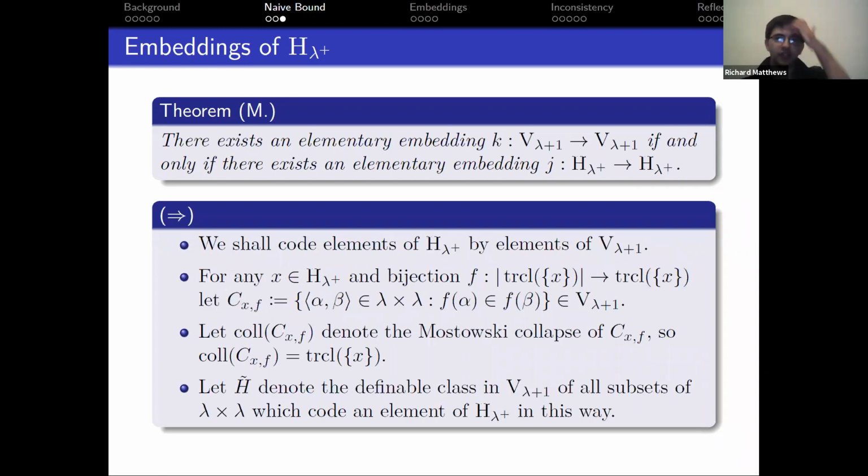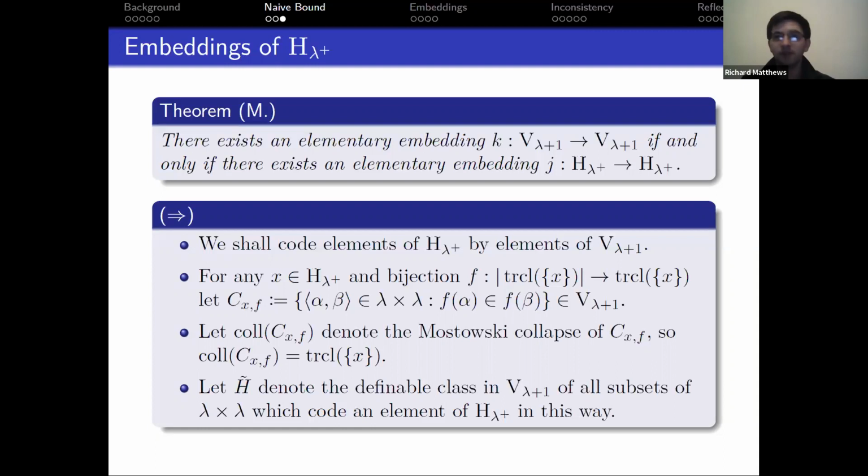The other direction is slightly more complicated. To do this, we're going to code elements of H_λ⁺ by elements of B_{λ+1}. For this, you take any x in H_λ⁺ and a bijection f from the cardinality of the transitive closure of the set containing x to the transitive closure of the set containing x. I'm going to let C_x^f be the set of pairs (α, β) in λ × λ such that f(α) is in f(β). And this can clearly be seen to be in B_{λ+1}.